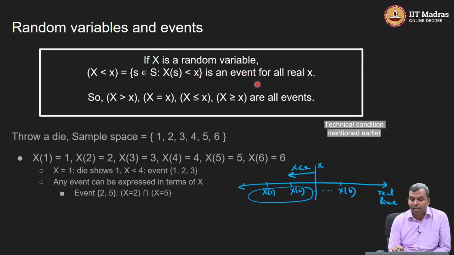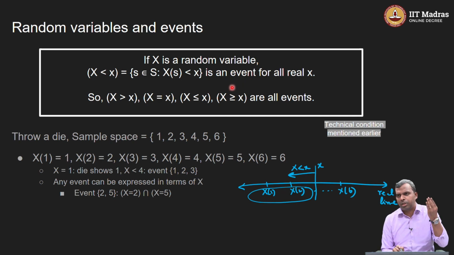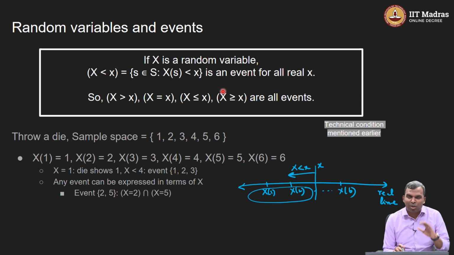So, this has to be an event. And it has to be an event. You remember there was a condition I mentioned that the random variable, the function, should satisfy. This is sort of a technical condition. Let me not go into more detail than that. This is enough. So, this is a very nice and important connection.